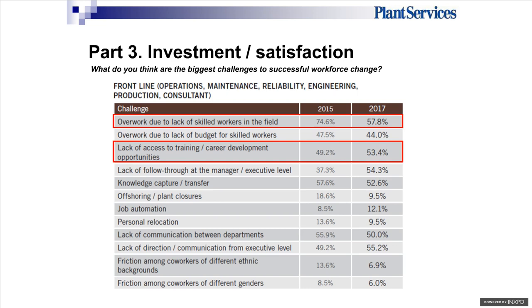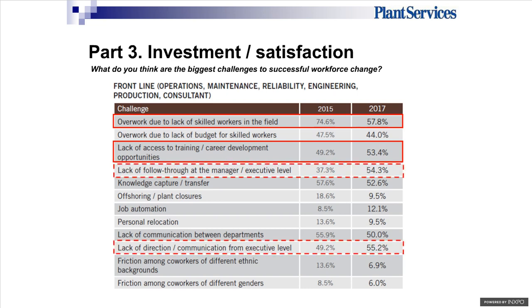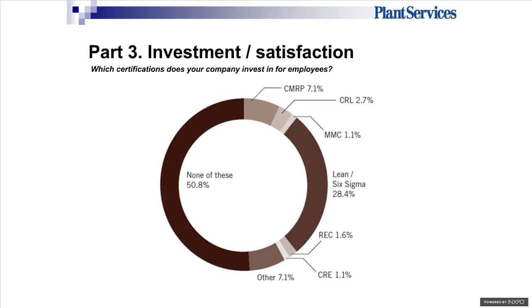I also want to point out this next one too. 2 more red boxes: lack of follow-through at the manager executive level, and lack of direction, communication from executive level. People don't seem to trust that their managers are communicating effectively or supporting them. And this final slide sort of brings it all together.